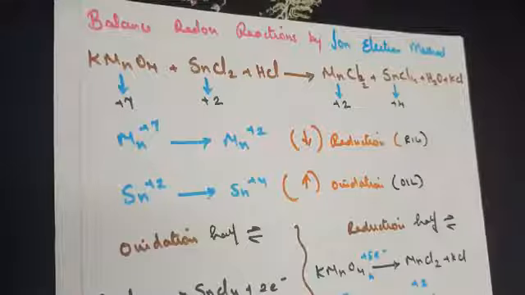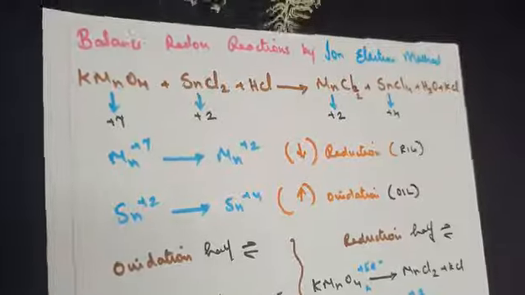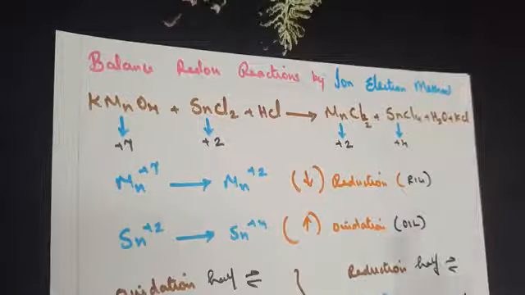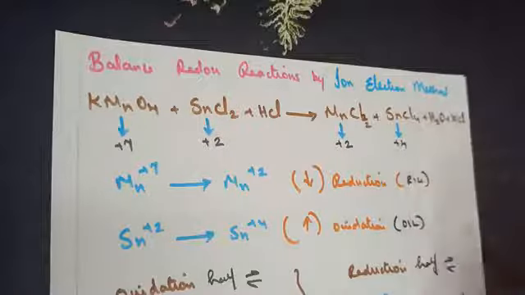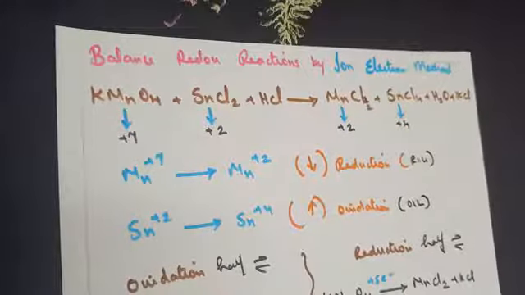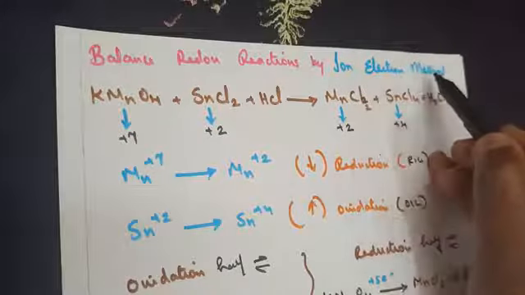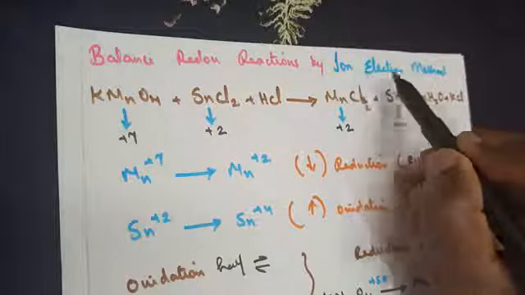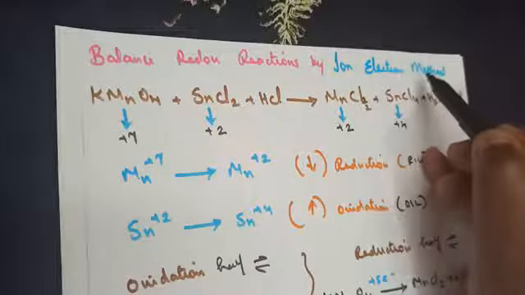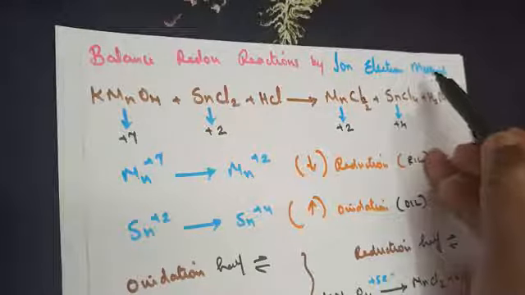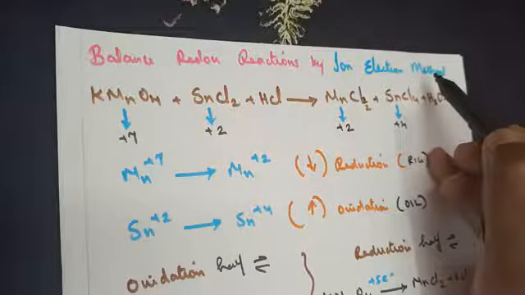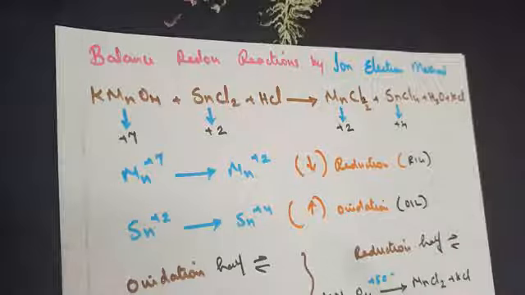Good wishes, dear students. The concept you will be learning in today's class is balancing the redox reactions by the ion-electron method. In the previous class, you learned to balance by the oxidation number method. In today's class, it is by the ion-electron method. It's also an interesting concept you will enjoy, provided you understand the concept and take enough and more practice for it.